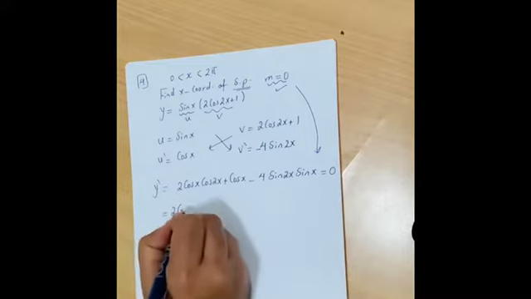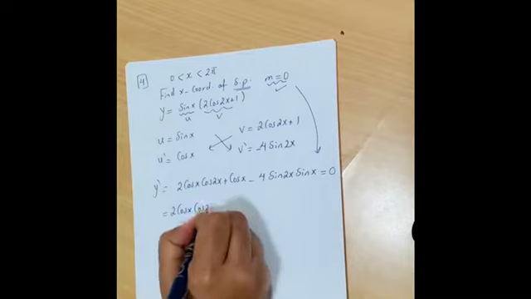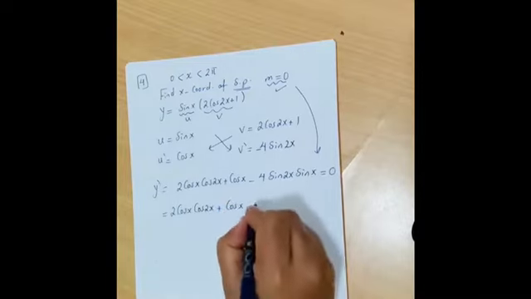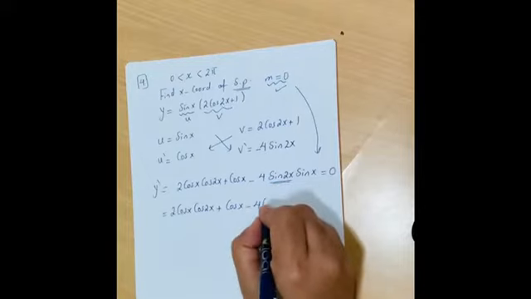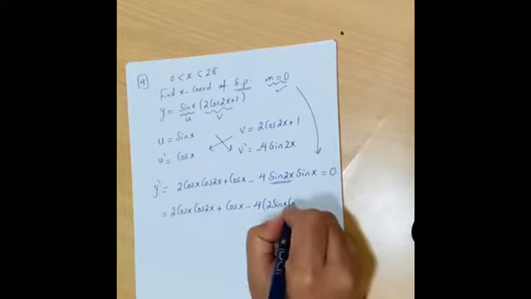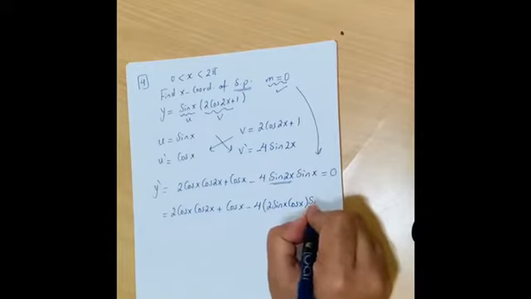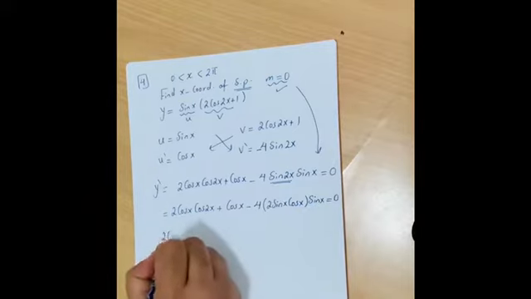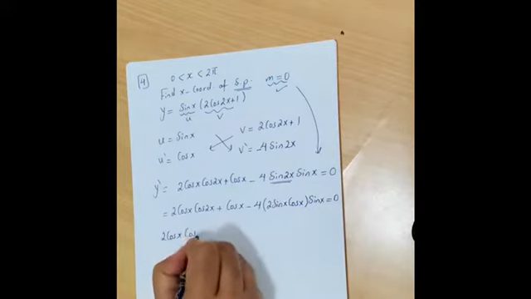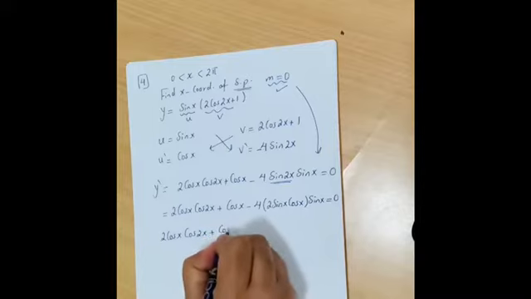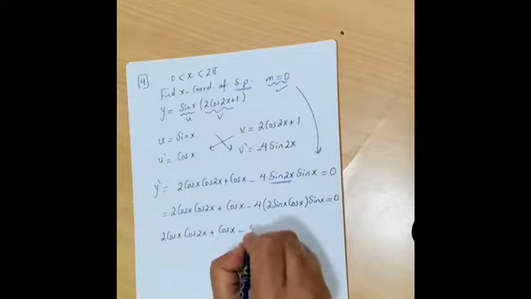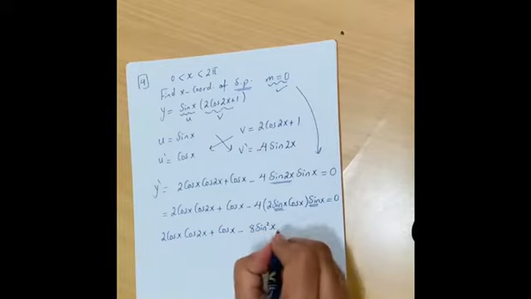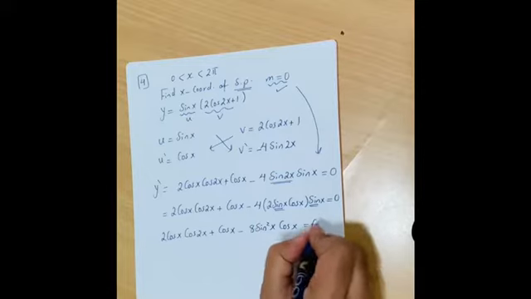See, 2 cosine x cosine 2x. We're going to decide about that later on. Plus cosine x minus 4. Sine of the double angle is 2 sine x cosine x multiplying sine x equals 0. Then 2 cosine x cosine 2x plus cosine x minus 4 times 2 is 8, and sine times sine is sine squared x cosine x equals 0.